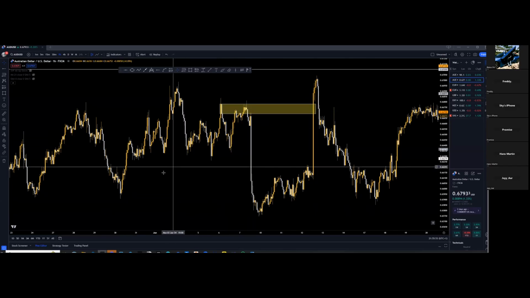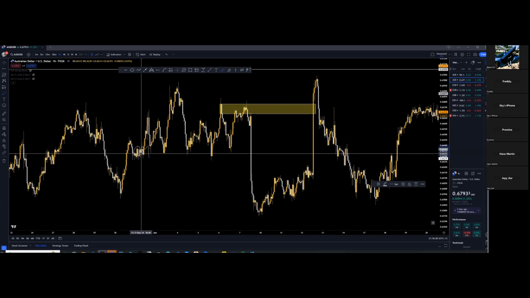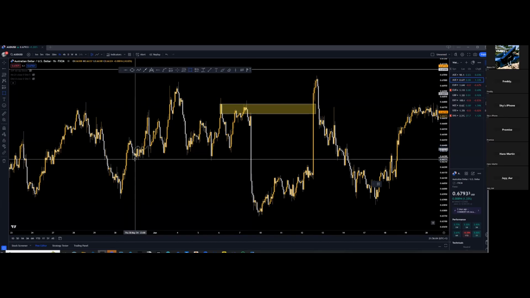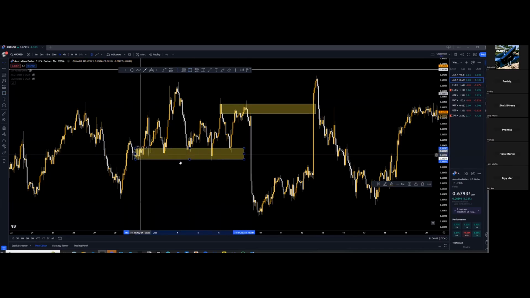And sometimes, like these consolidations, consolidations are also demand and supply zones. I call it the build up. So when it consolidates like that, you just draw all of this area, and then that's your demand zone around that area. So this is a build up. I call it the build up.